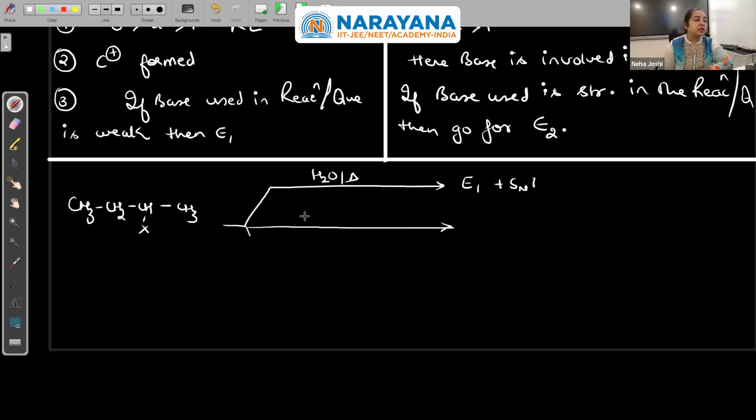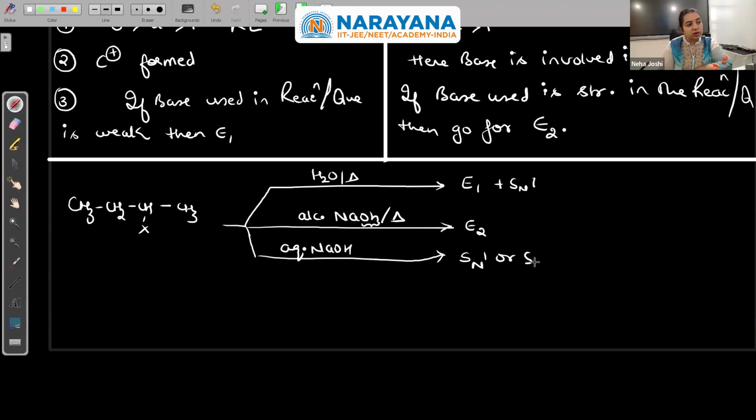Instead, if I am given alcoholic NaOH, now my base is OH minus, which is less solvated. So you have E2. Is that clear? Does that make sense broadly? If I'm given aqueous NaOH, now see, my base is there but is not sufficient, or no heat, or nothing is given. Whereas here I give heat. Nothing is mentioned, then I'll rather go by SN1 or SN2. SN1 for 3 degree alkyl halide, and for 1 degree and 2 degree I will take SN2.